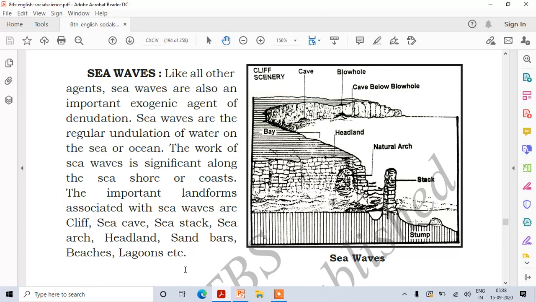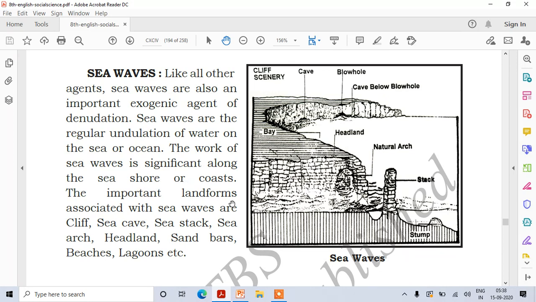Now the last topic of this chapter is sea waves. So what are sea waves? Like all other agents, sea waves are also an important exogenic agent of denudation. Exogenic means it works from outside, not endogenic. Sea waves are the regular undulation of water on the sea or ocean. The work of sea waves is significant along the seashore or the coast. Where do they work? They work on the seashore areas or along the coast.